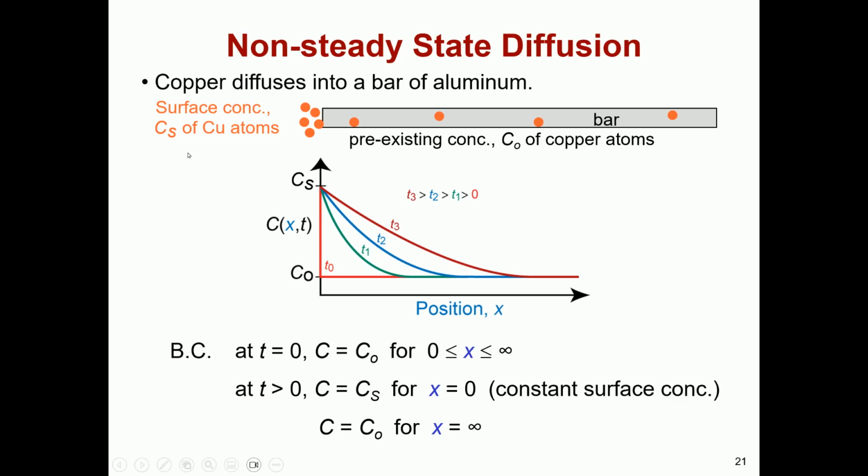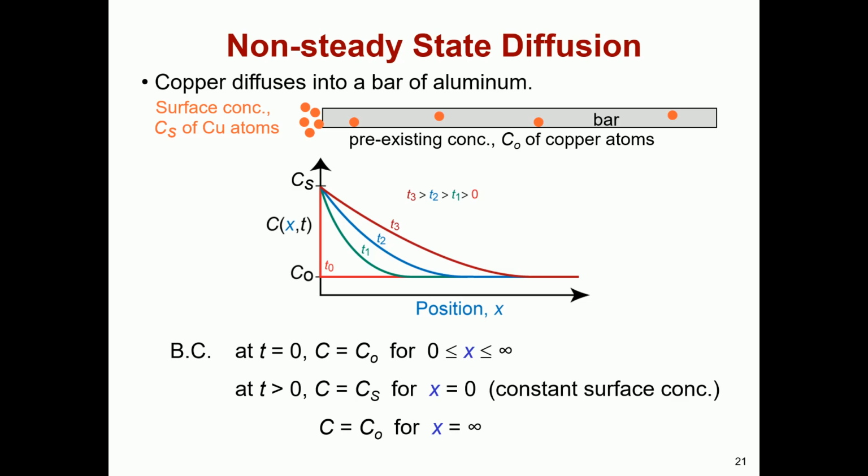Consider a scenario: diffusion into an aluminum bar with a pre-existing copper concentration C0. Throughout the bar, we maintain a constant surface concentration Cs at the x equals 0 position. This is a mathematical boundary condition. As time goes by, the surface concentration is kept constant, but the concentration inside slightly varies.